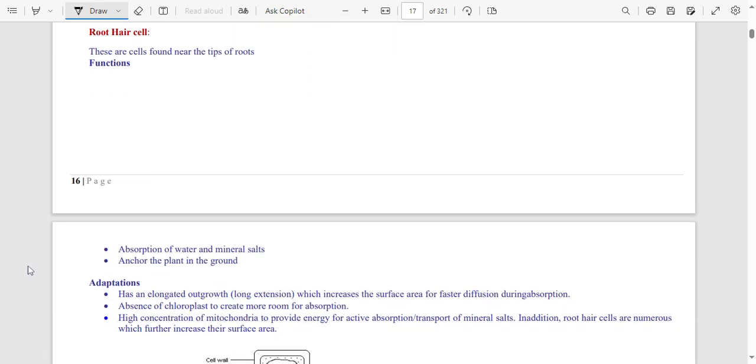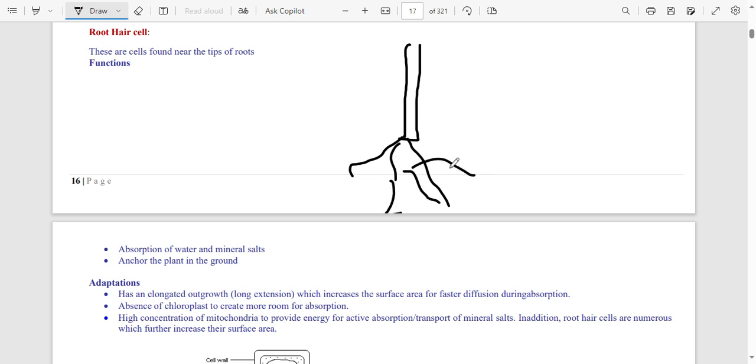Another specialized cell is a root hair cell. They can even ask you to draw this one. Now, the root hair cells are found near the tips of the root. So, if this is your plant, and then it goes in the ground, you have got the roots in the ground. So, there is that part of the roots that will be able to absorb water and nutrients in the ground. That is known as a root hair cell.